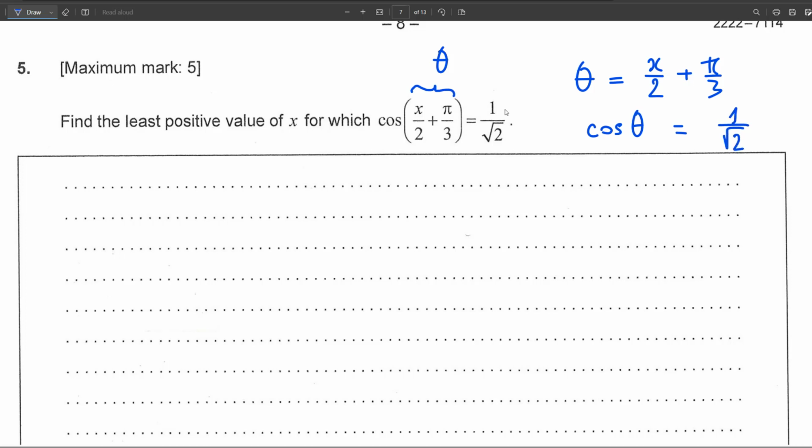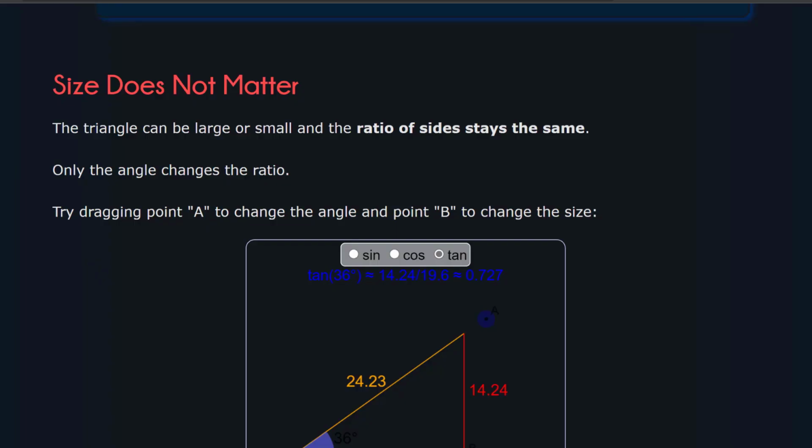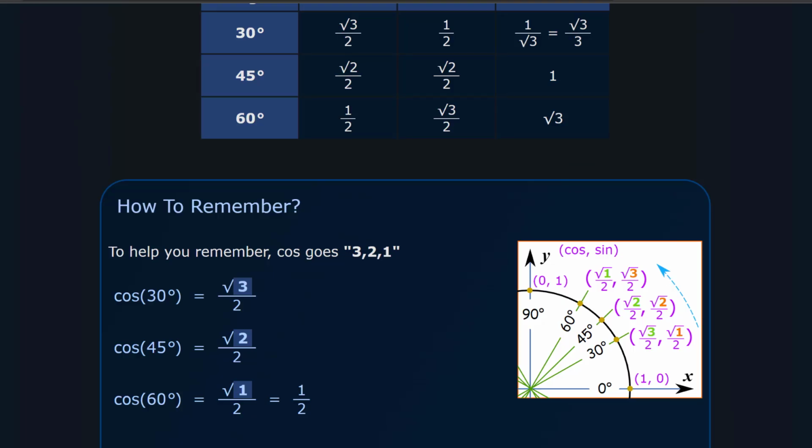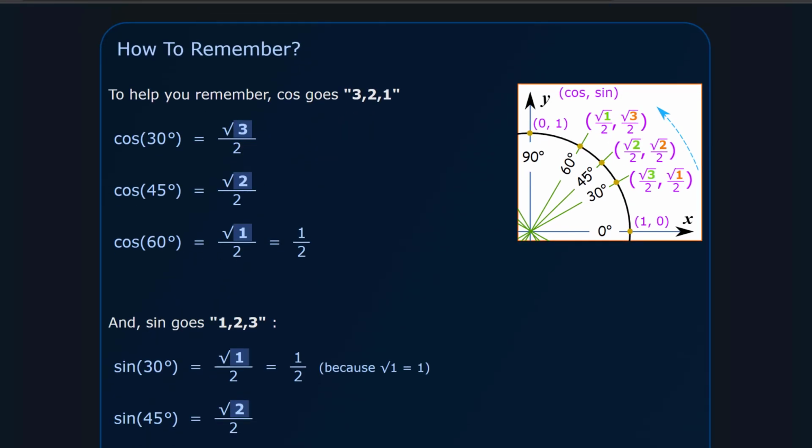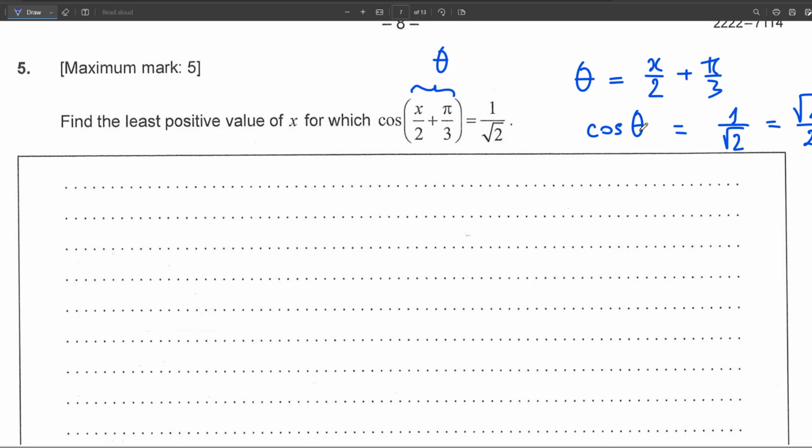And this thing, 1 over square root of 2, can be written as the square root of 2 over 2, which is one special value among the values that I recommended you to memorize. The cosine of 45 degrees is equal to the square root of 2 over 2. So the angle theta here is supposed to be 45 degrees. But this angle of 45 degrees is not the only solution. It's not the only angle that can have a cosine value of square root of 2 over 2.